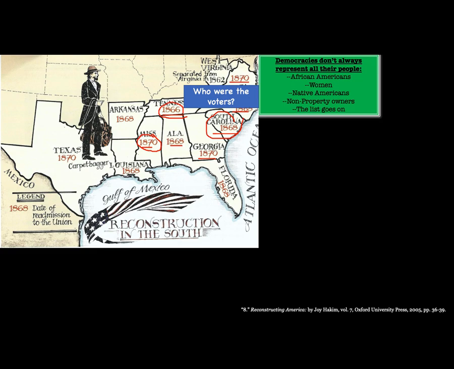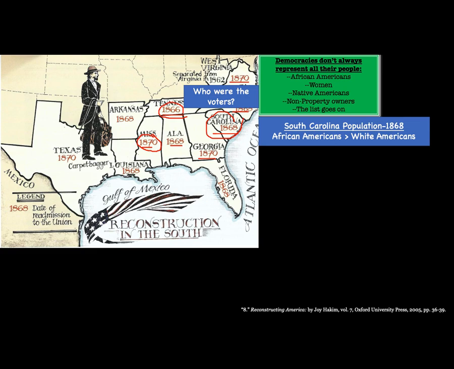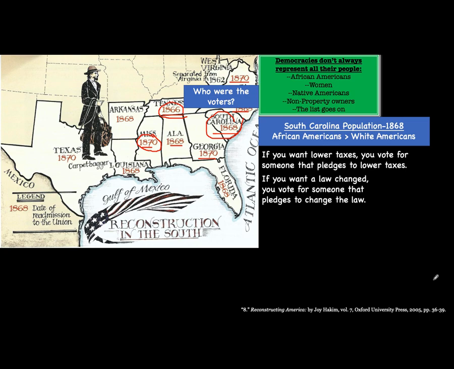And in fact, that makes sense because in South Carolina in 1868, there were more African Americans than there were white Americans. And when they voted, they voted for representatives that represented their interests, right? That same thing goes on today. If you want lower taxes, you vote for someone that pledges to lower taxes. If you want a law changed, you vote for someone that pledges to change a law.